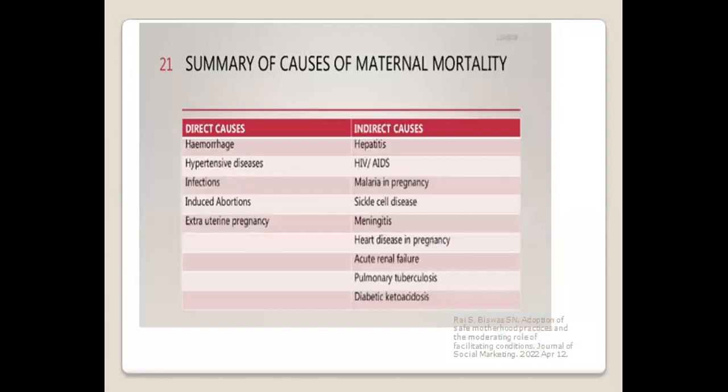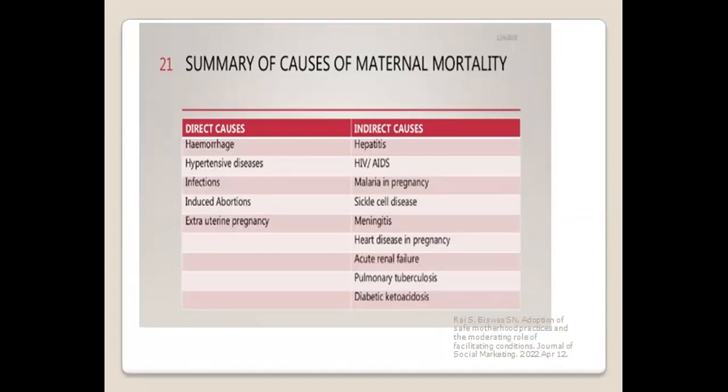This is further categorized into direct causes and indirect causes. Direct causes are related to obstetrical complications during pregnancy, labor, or childbirth. It includes hemorrhage, hypertensive disorders, infections, induced abortions, extrauterine pregnancy, or obstructed labor.